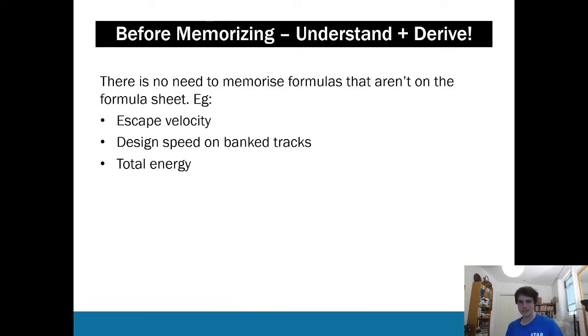So quickly, let's talk about some of the formulae that aren't on your sheet. Your formula sheet has a lot of formulae for you to use. However, you don't necessarily need to remember all of the formulas that aren't on it. There are a handful that are specified in the syllabus, stuff like your escape velocity, your orbital velocity and total orbital energy, and stuff like design speed on banked tracks.